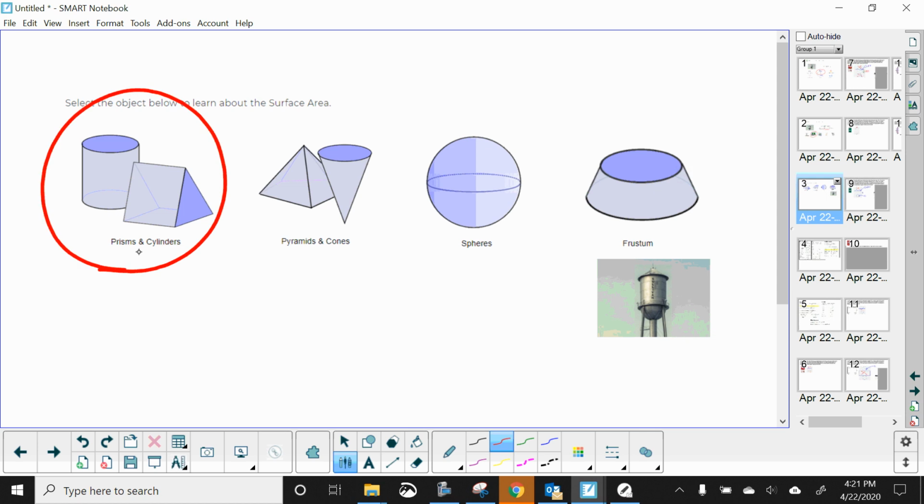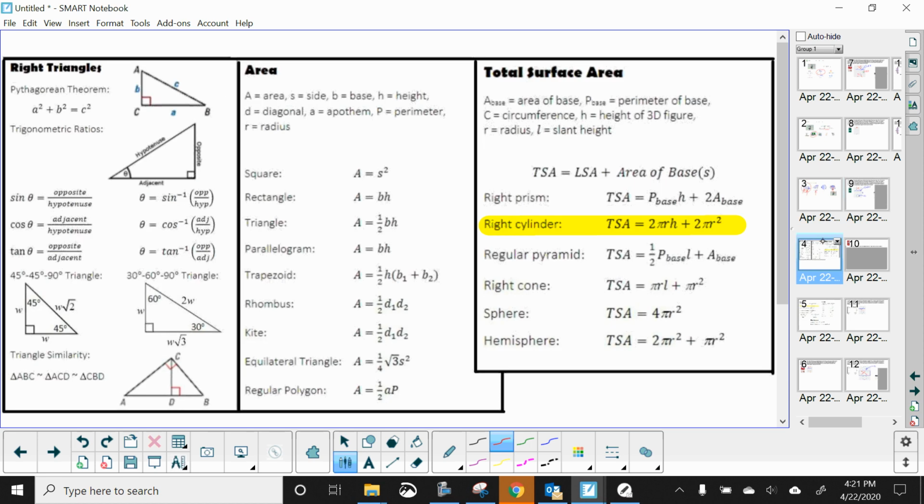We've now discussed cylinders. A couple lessons ago, we did prisms. Today we're going to work with pyramids and not cones yet. We will work with cones, work with spheres, probably not these. All right, so let's just peek at the formulas.